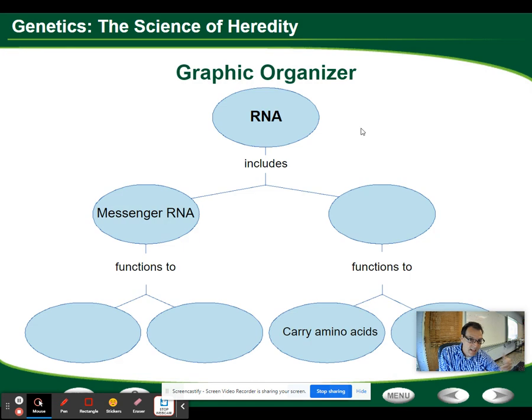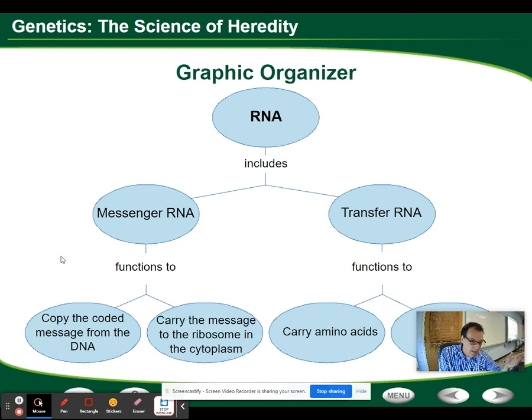Okay, just to show you again, RNA includes things like messenger RNA and transfer RNA. And what are their functions? Well, I know one of the functions is to carry amino acids. And one of the functions of messenger RNA is to copy the coded message from the DNA. Messenger RNA also carries the message out of the nucleus to the cytoplasm, to a ribosome. The transfer RNA is carrying amino acids and then adding amino acids to the growing protein chain, based on the proper sequences.